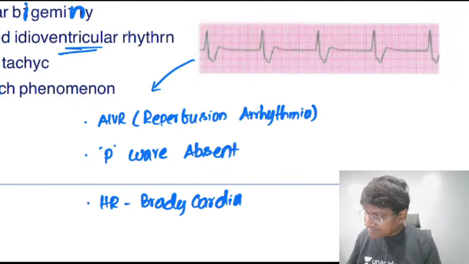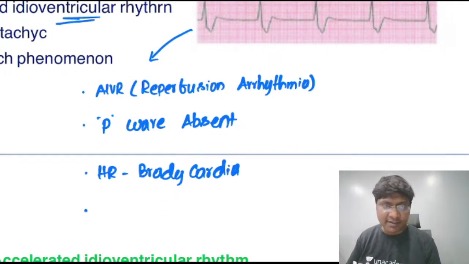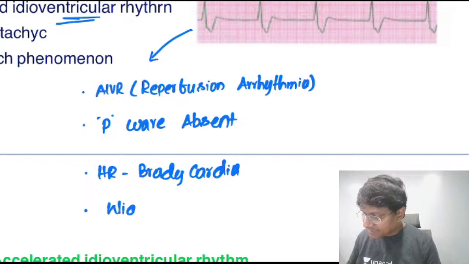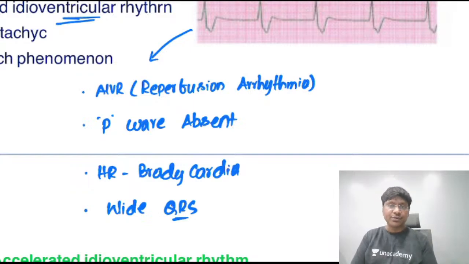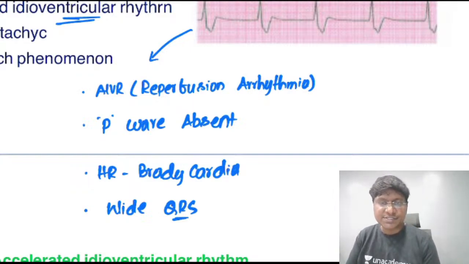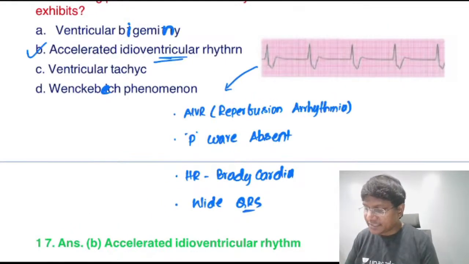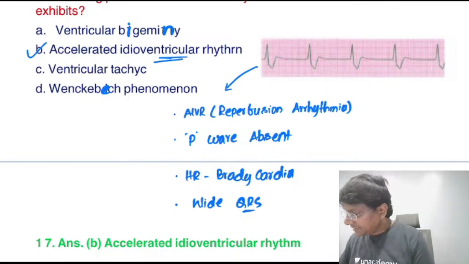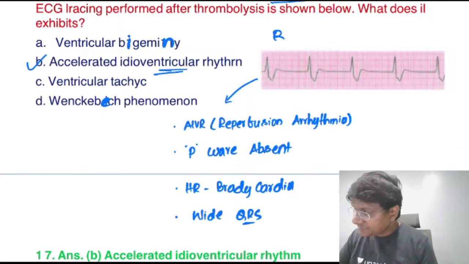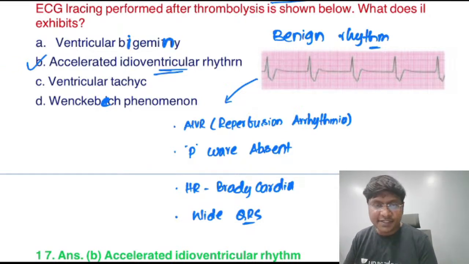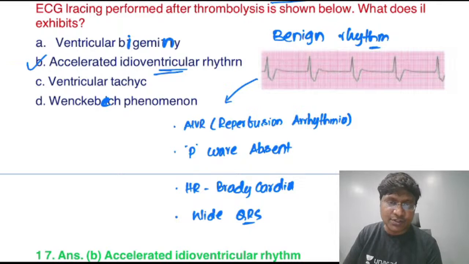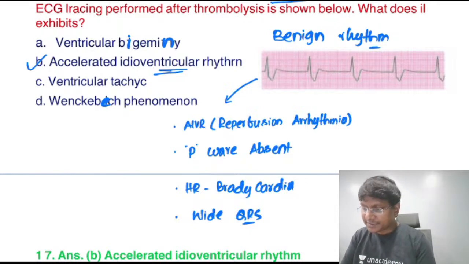Now, because these rhythms originate from the ventricle, how will the QRS complexes be? They will have wide QRS complexes. These are the ECG changes that you will have in case of accelerated idioventricular rhythm, which is nothing but the reperfusion arrhythmia. And these are benign rhythms, so they are self-limiting. After a while, these rhythms return back to normal. All right. Next.